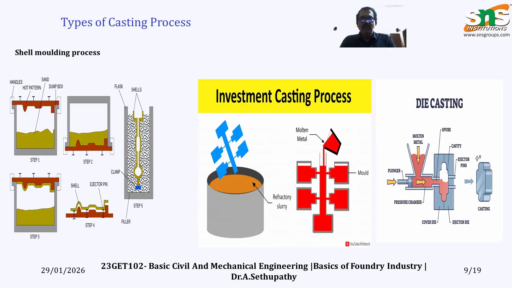I hope you understand what the investment casting process is and how the mold is created from wax, how the wax is removed using furnaces leaving a mold inside the ceramic coating, and how molten metal is then poured to get the desired shape of the casting. Mostly this process is used for impellers and diffusers.